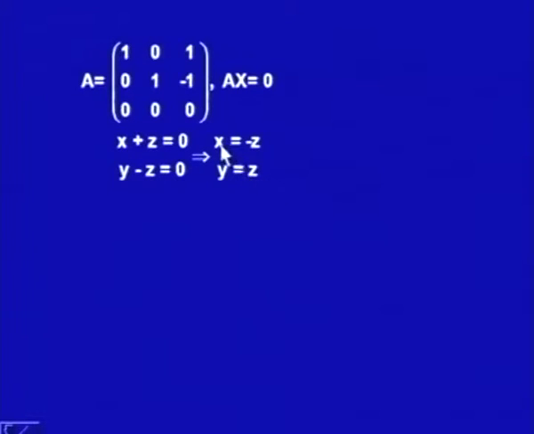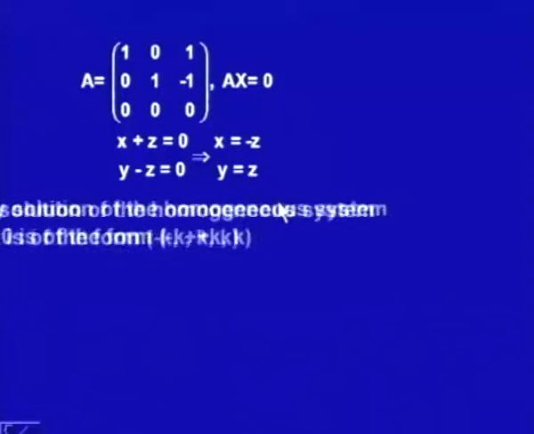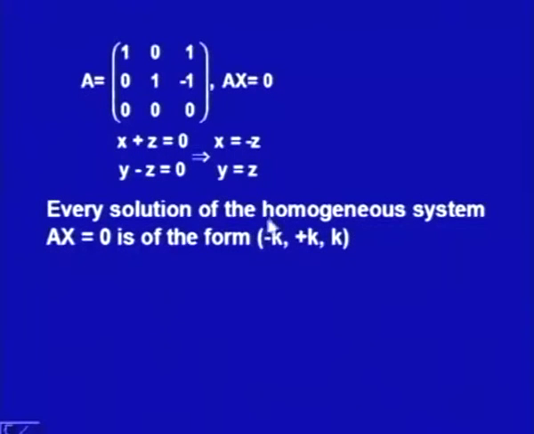That means we can write the first component in terms of the third and the second component in terms of the third, and we can assign any value to the third component z. So, every solution of the homogeneous system Ax equal to 0 is of this form. You change the value k and you will have k, and minus k for the first component. So, we say the solution of this equation will be of this form. So, this will be the null space.